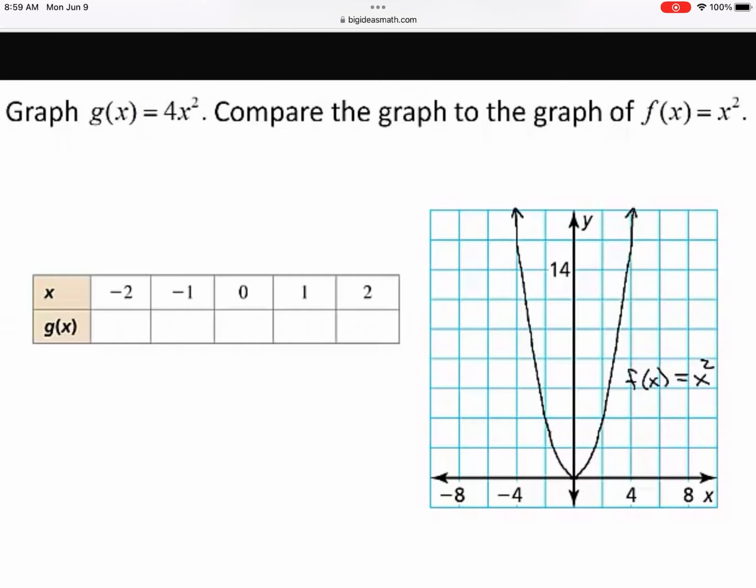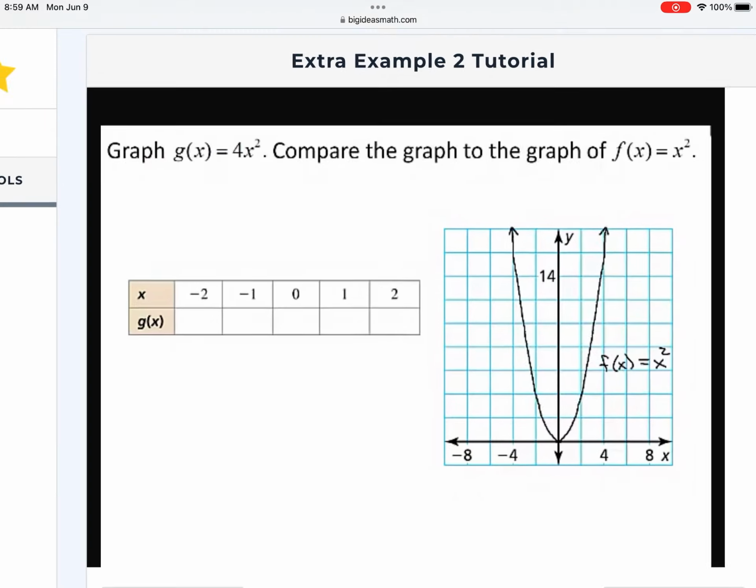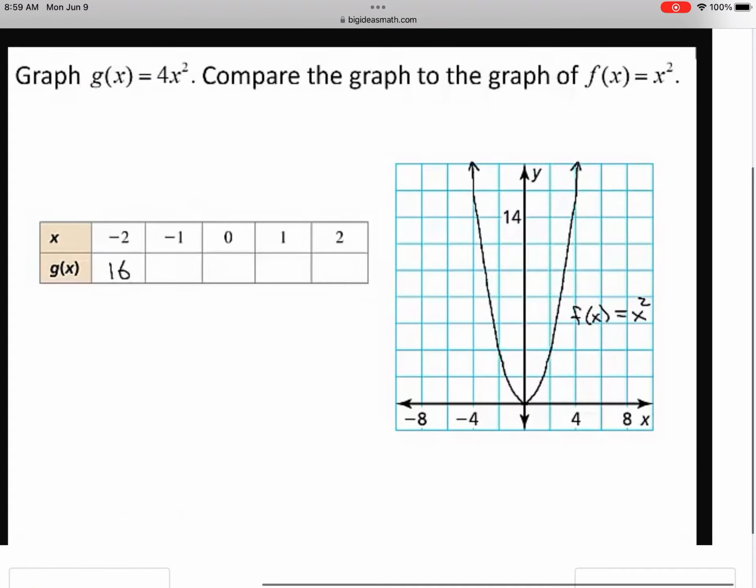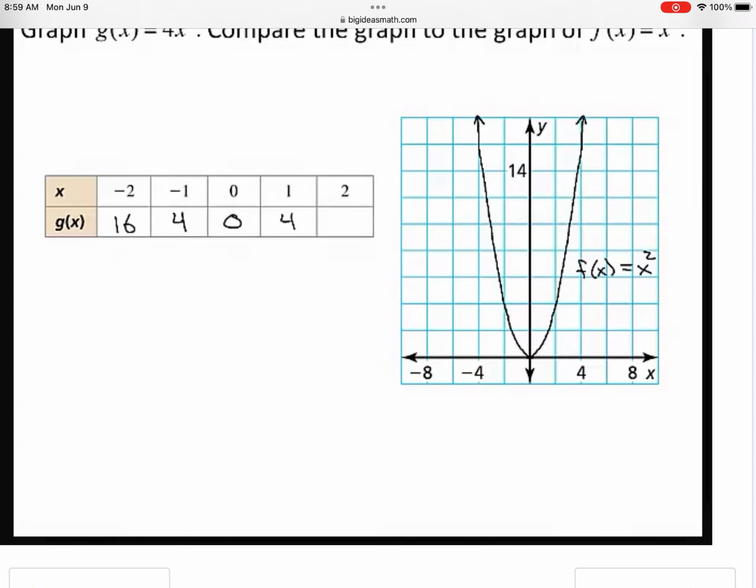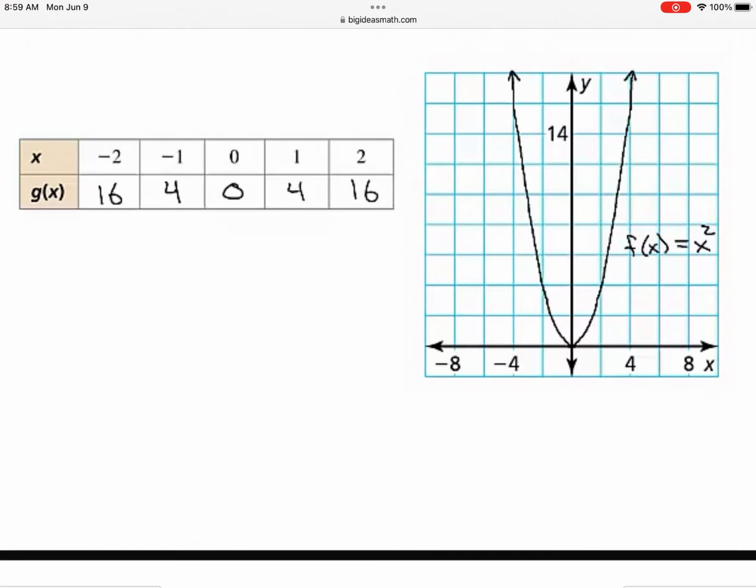Substituting -2 for x in the function g gives g of x equals 16. Similarly, when x equals -1, g of x equals 4. When x equals 0, g of x equals 0. When x equals 1, g of x equals 4. And when x equals 2, g of x equals 16.